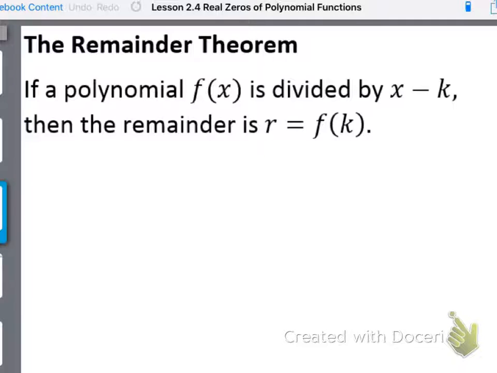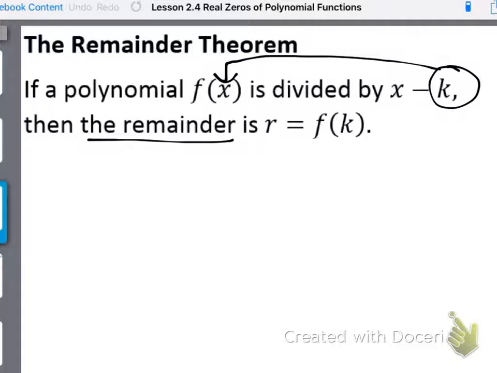Okay, so remainder theorem: if a polynomial f of x is divided by x minus k, which we just did, then the remainder is r equals f of k. So in other words, the remainder is you just take this number and plug it into the function. That tells you the remainder. It doesn't tell you the function that you get. It just tells you what the remainder is going to be at the end.